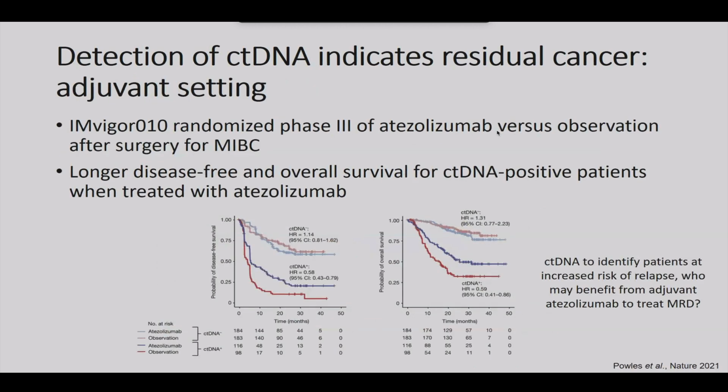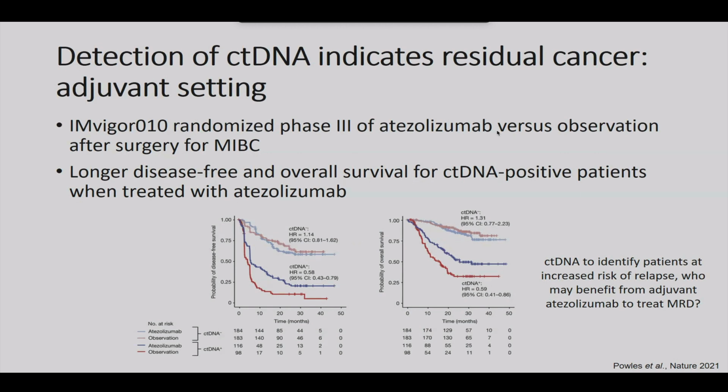And then the final bladder trial I'll mention was in Vigor 10, and this was a randomized phase 3 of atezolizumab versus observation after surgery, so in the adjuvant setting for muscle-invasive bladder cancer. This trial was actually negative, didn't meet its primary endpoint, but it was noted that there was considerably longer disease-free survival and overall survival for ctDNA positive patients that were treated with atezo.